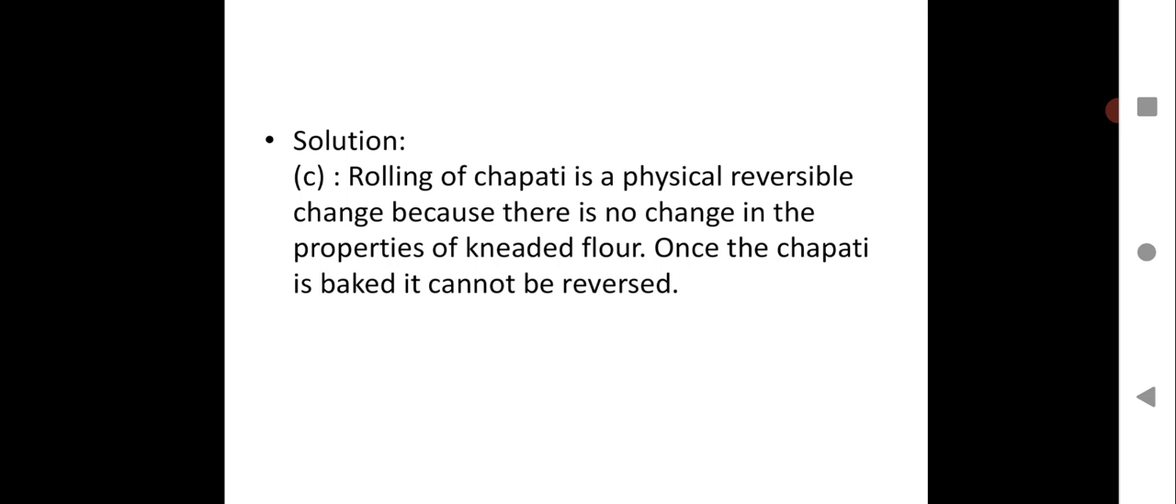So let us see among all these four options. See, rolling of chapati is a physical reversible change. That means you can again bring it back to the original shape. You must have seen that, you must have tried that in the kitchen, children. And because there is no change in the properties of the kneaded flour. Once the chapati is baked, it cannot be reversed. So rolling of chapati is reversible, whereas baking of chapati cannot be reversed. That's why you have to select option C. So two changes happening over here together. Physical change, that is rolling of chapati, and baking of chapati is an irreversible change. I hope this was very simple. You would see in your everyday life, children.